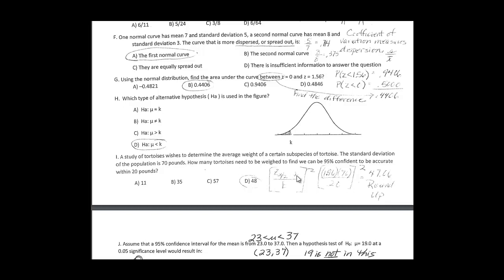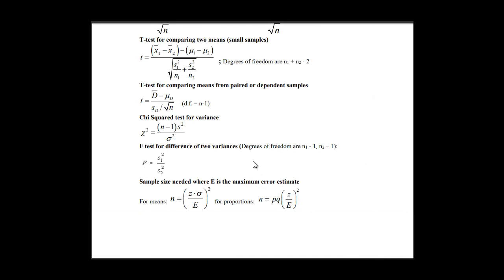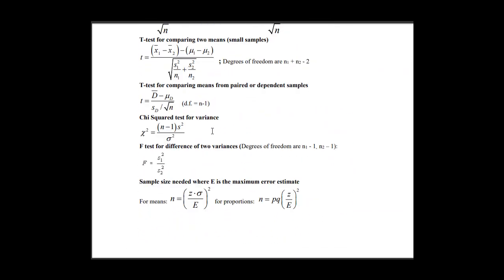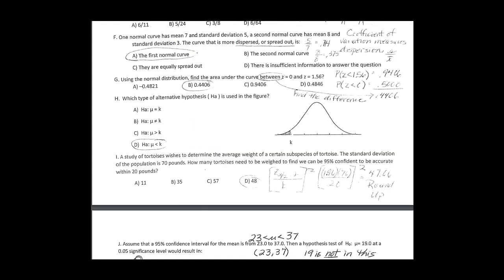So we're going to be using the formula from, actually I'm going to try to find it on our formula page. Oh, there it is. On the side that says hypothesis tests, I believe it's at the very bottom, sample size needed, where E is the maximum error estimate. You've got your formula for means or for proportions here. This problem is looking at means, so I'm using this formula here, but it's on your formula page. I've also written it in here, you just can't see it very well.